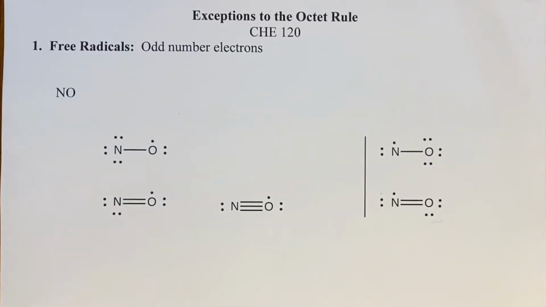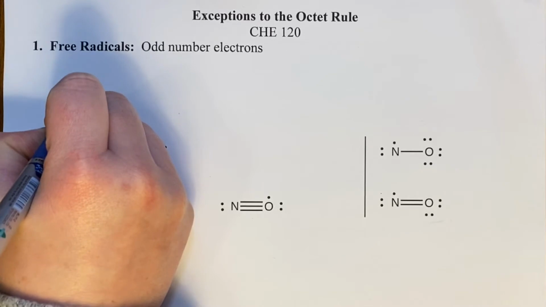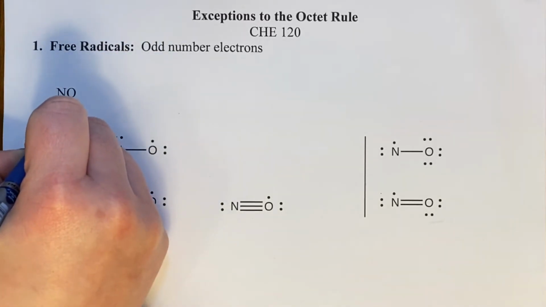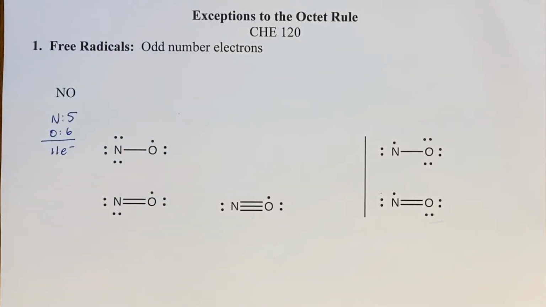So if we start with free radicals, a free radical by definition is a species that has an odd number of electrons. An example of this is the structure that you see in front of you that is NO, or nitrogen monoxide. If we start using what we know about the rules for drawing Lewis structures, the very first thing we're going to do is determine the total number of electrons for this structure. Our nitrogen is going to contribute 5 valence electrons, our oxygen is going to contribute 6 valence electrons, and that gives us a total of 11 electrons.